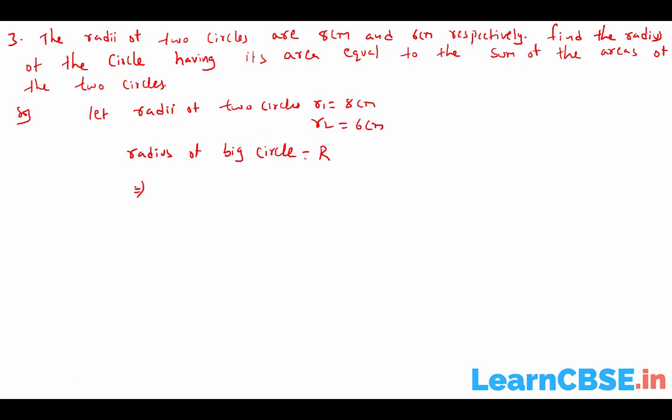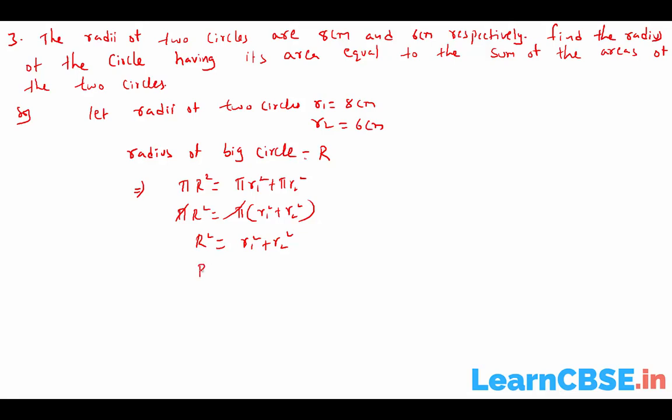Now what it told is that the area of the big circle must be equal to the sum of the areas of these two circles. That means pi R square must equal pi r1 square plus pi r2 square. That means pi R square equals pi times (r1 square plus r2 square). Yes, pi will cancel. R square equals r1 square plus r2 square.